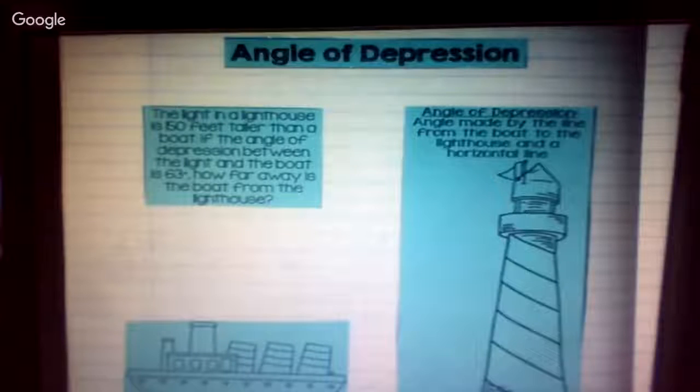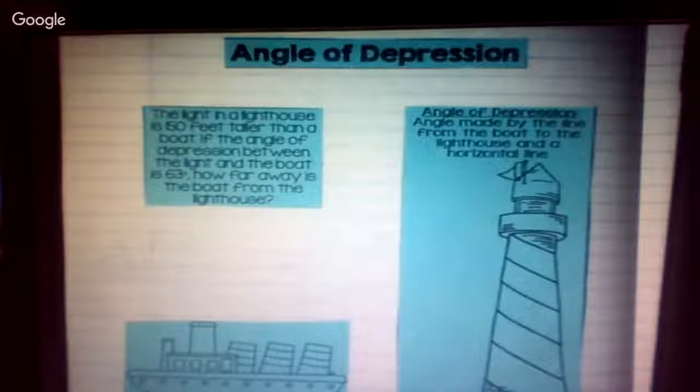Okay. So we said the angle of elevation. Elevation means we rise up. Angle of depression. When you think about depression, you're what? Sadness, which means you're down. You're down on yourself, you're down on your luck. So think about that. Angle of depression is from the ceiling down. It's the angle made from the line from the boat to the lighthouse and a horizontal line.